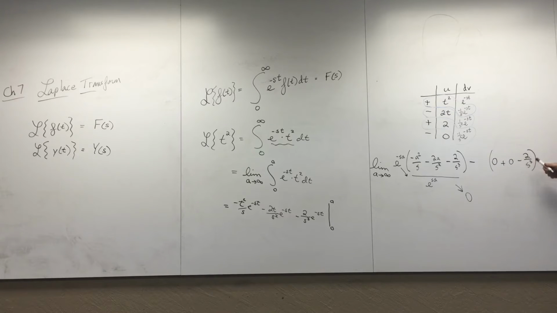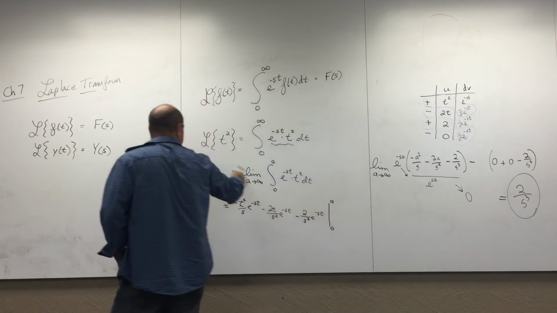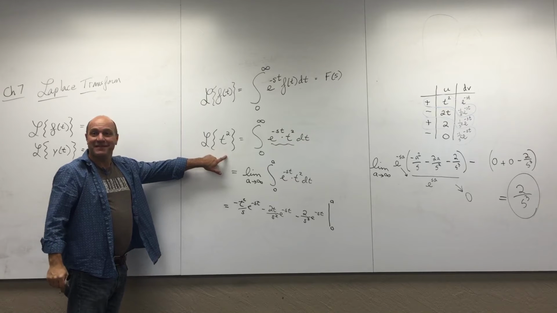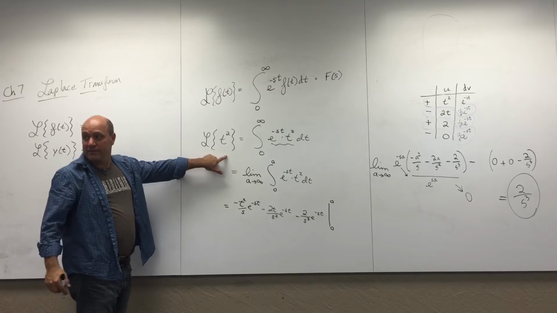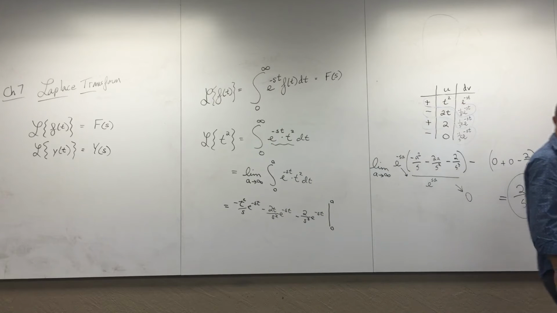Minus a negative 2 over s cubed. What's the answer? Minus a negative, what's the answer? 2 over s cubed. That's the Laplace transform. What a pain, huh? That's the Laplace transform of what? Of t squared. The Laplace transform of t squared, after this long process, is this.